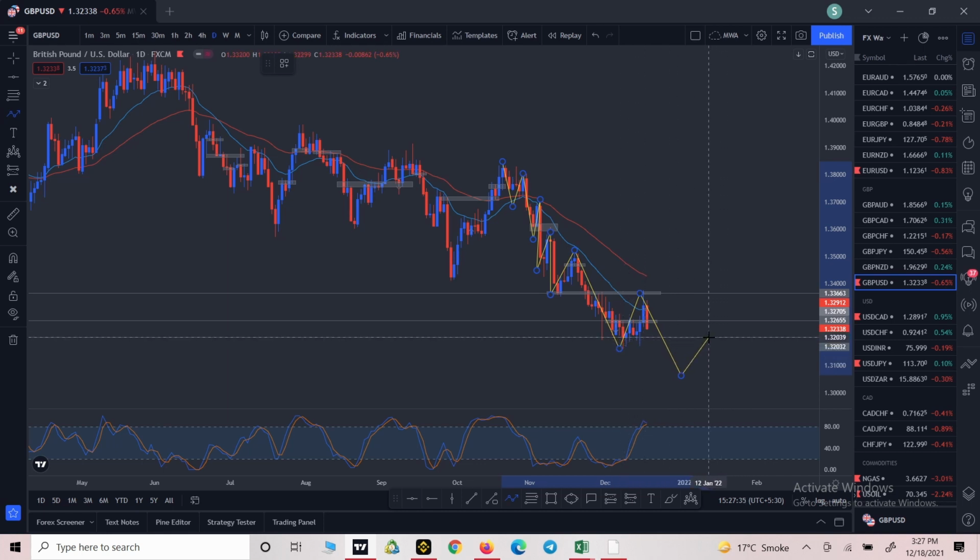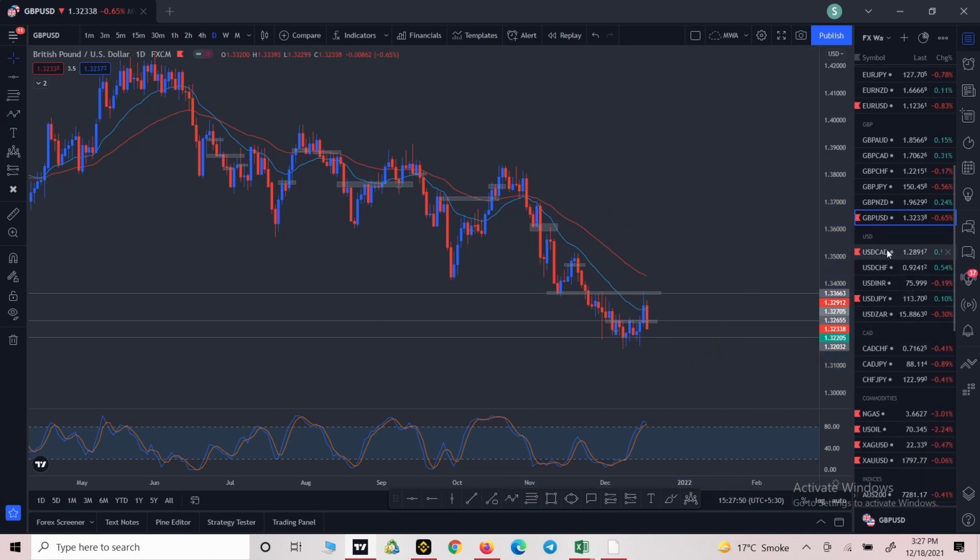In that case, again, we are going to wait for a pullback to the recent broken zone, and accordingly we are going to look for some kind of shorting opportunity on the lower time frames H4 and H1 once we find some kind of bearish price action. So that's going to be the setup that we can focus on GBPUSD.